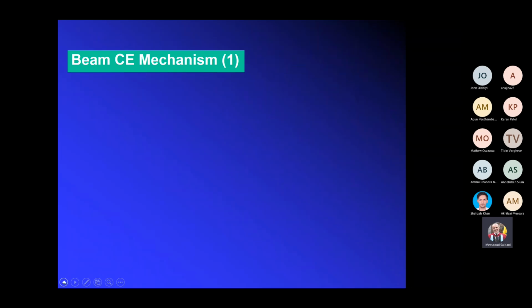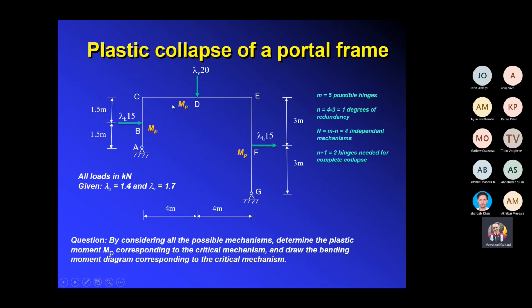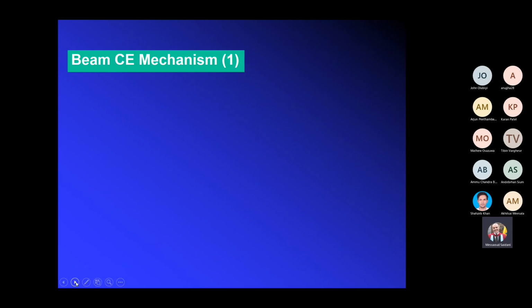Remember, in this particular case, MP is the same everywhere. If you get different values of MP, obviously you need to be careful that the hinge will form in the weaker member, as usual. But in this particular case, because MP is the same for the columns and the beam, the hinge will form at the location of the corners in here. So this is the beam mechanism, right?